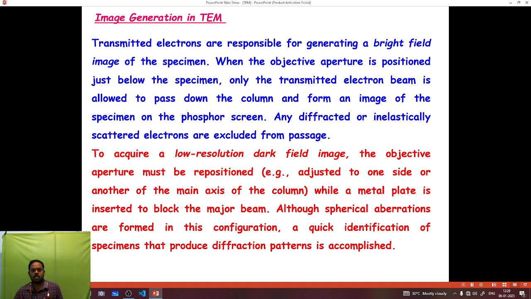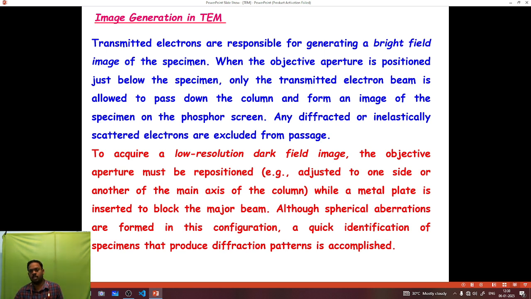Although spherical aberrations are found in this configuration, quick identification of specimens that produce diffraction patterns is accomplished. Diffraction patterns usually come from the elastically scattered electrons. So the main beam, that is the transmitted electrons, will produce the image of the sample, and if we block the main beam, using the elastically scattered electrons, we can get the crystalline information about the crystallinity of the sample.